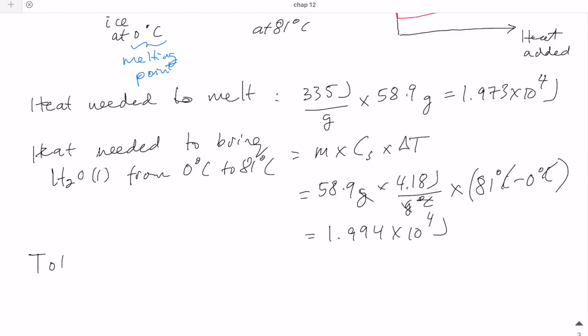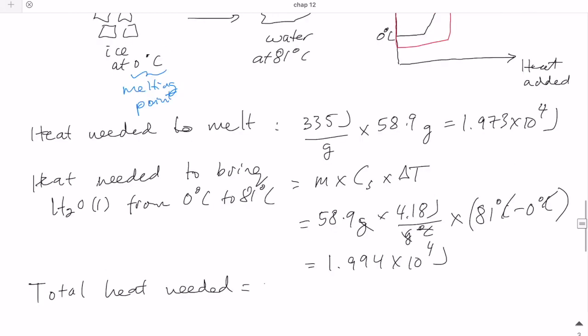So the total heat needed is just going to be the sum of those two numbers, which end up being 3.967 times 10 to the fourth joules, or how we report these numbers is usually in kilojoules. So that's just going to be 39.7 kilojoules if we have a 3 sig figs number.